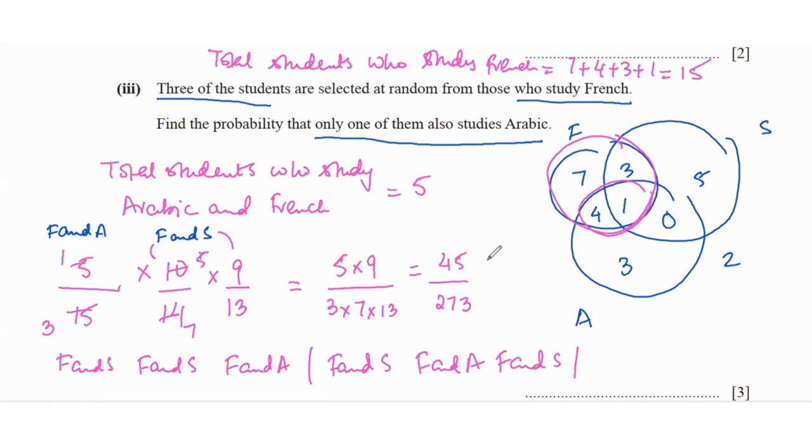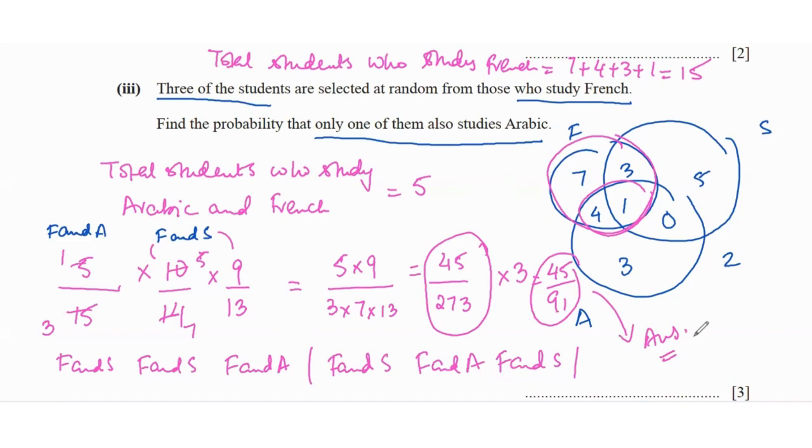So what we will do is we will multiply 45/273 by 3 to have the total probability of the 3 students being selected who study French, but only one of them studies Arabic. So that is going to give us 45/91 as our final answer.